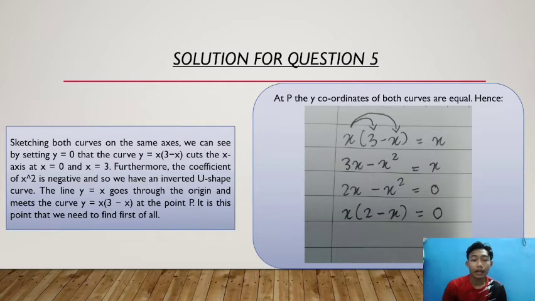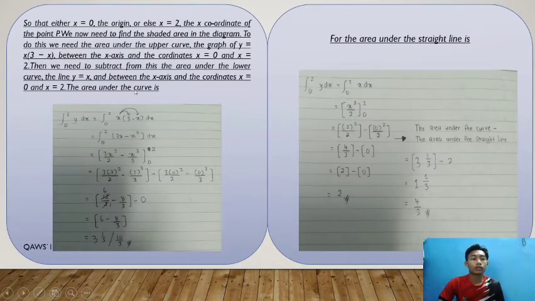First, at P, the y coordinate of both curves are equal, hence x(3 - x) = x. So we get 3x - x² = x. We make it easy: 2x - x² = 0. So we get x(2 - x) = 0. So either x equals 0, the origin, or else x equals 2, the x coordinate of the point P.